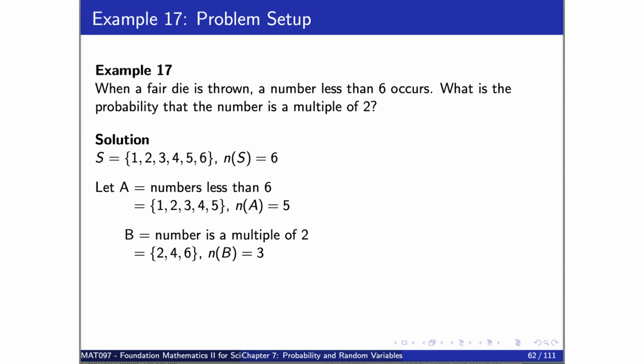Let B be the event that the number is a multiple of 2. Set B contains 2, 4, and 6, so the number of elements in B is 3. The intersection of A and B is the set of elements common to both A and B, which are 2 and 4. The number of elements in the intersection is 2.